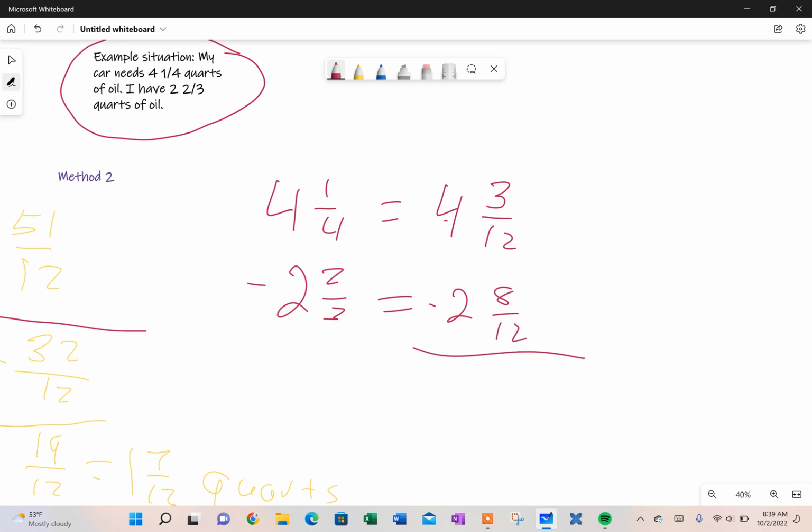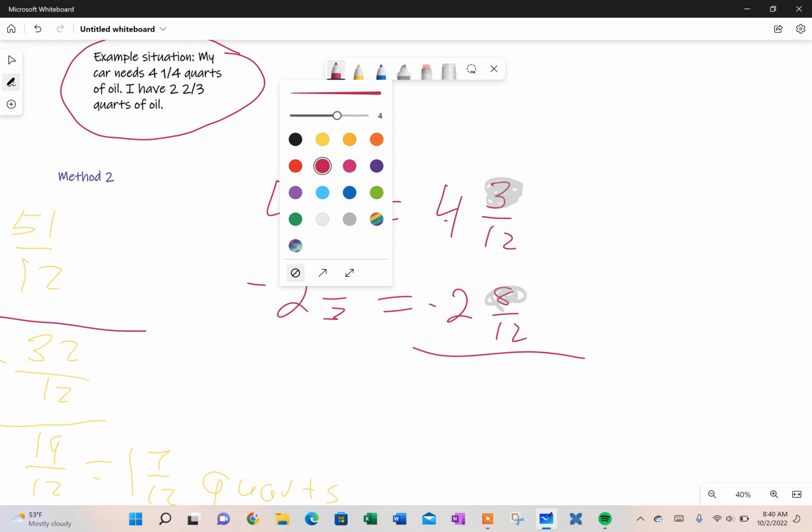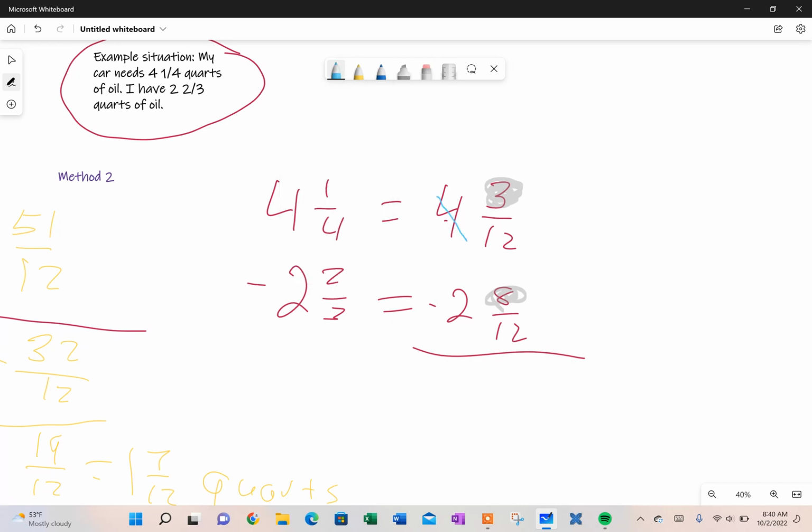Now the problem here is I can't do 3 minus 8. I'll highlight that for you. Goodness me, I'm really struggling without my pen. I can't do the 3 minus the 8. So what I'm going to do is borrow from here, and this is going to become a 3. And I'm going to make this into a 15, because I gave 12/12, which is 1, to the 3/12, which now becomes 3 and 15/12.